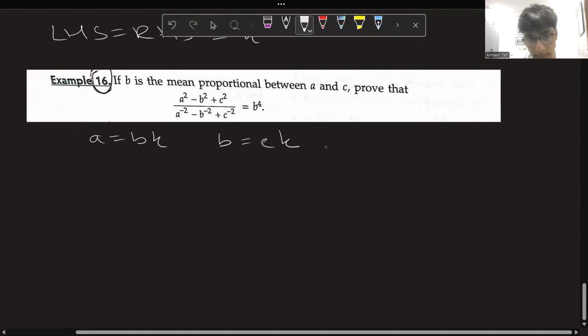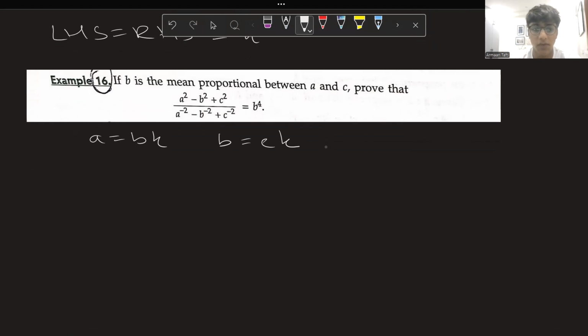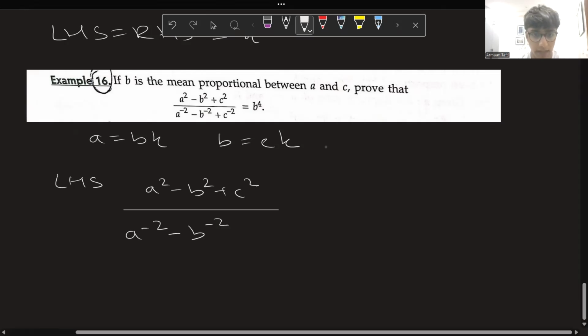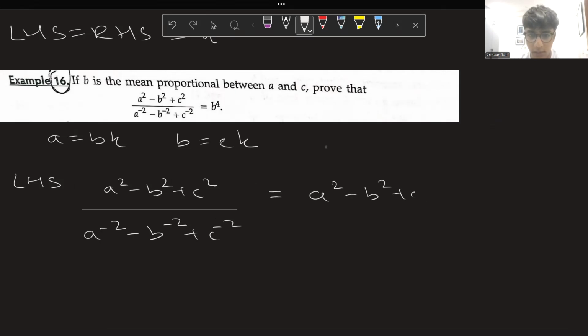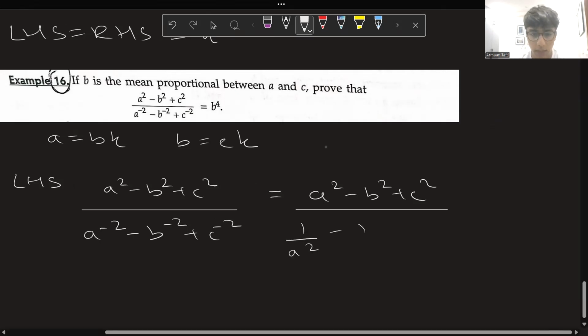In such a case, you see a negative power here. Whenever you see lots of confusion, different things happening, it's always better to first simplify the algebraic expression. So if I look at the LHS, it's A square minus B square plus C square divided by A to the power minus 2 minus B to the power minus 2 plus C to the power minus 2. Now we want to get rid of the minus 2s. We just want a simple algebraic expression. So what do we do? As you know, to get rid of a minus sign, you just make it 1 by A square minus 1 by B square plus 1 by C square, right?